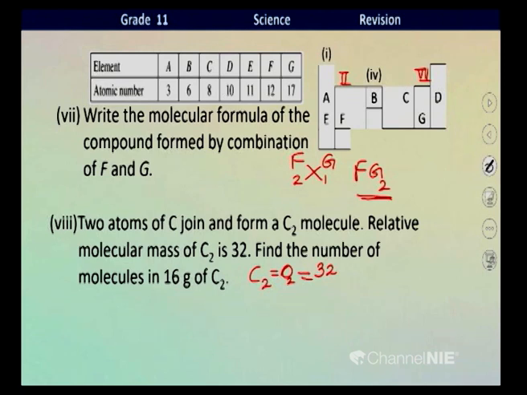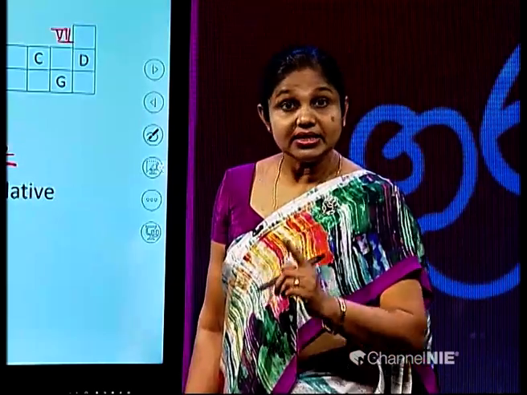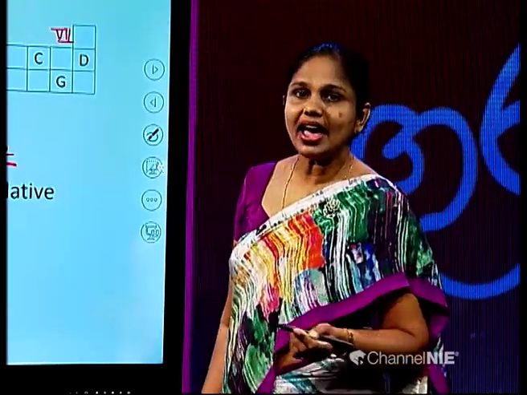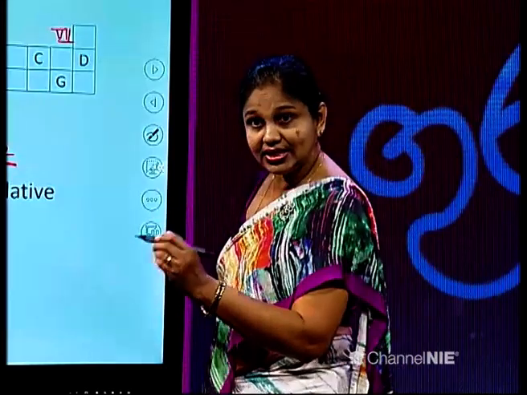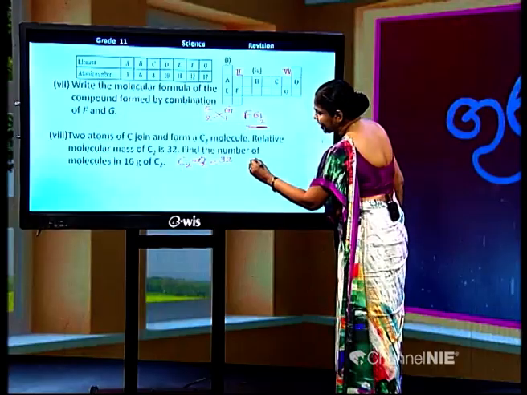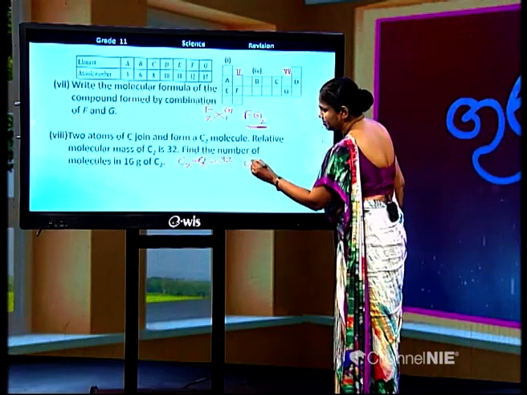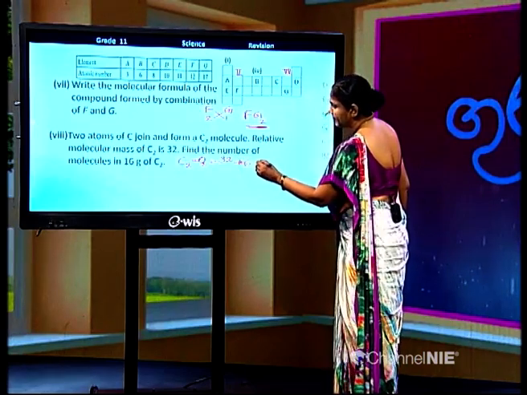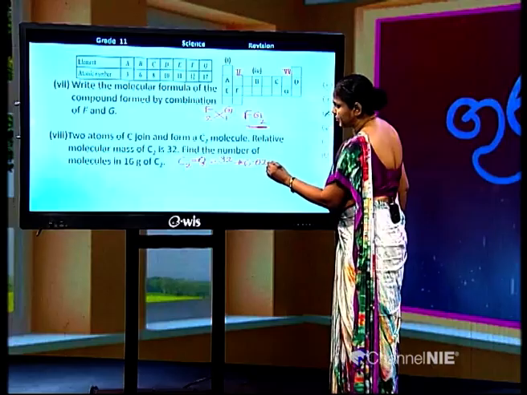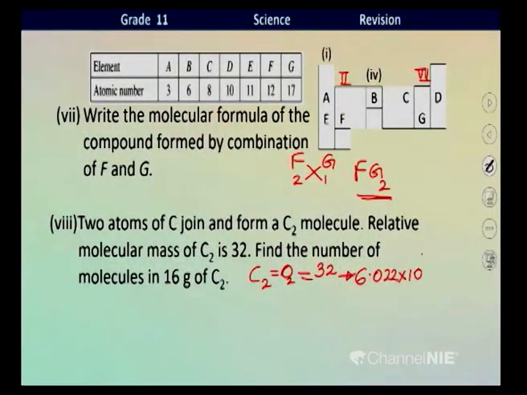Then we have to find number of molecules in 16 grams. 16 grams is half of 32. Therefore, number of molecules in 16 grams must be half of the Avogadro number. Then the answer, number of molecules in 32 grams is Avogadro number. 6.022 into 10 to the power 23 is the Avogadro number of molecules.